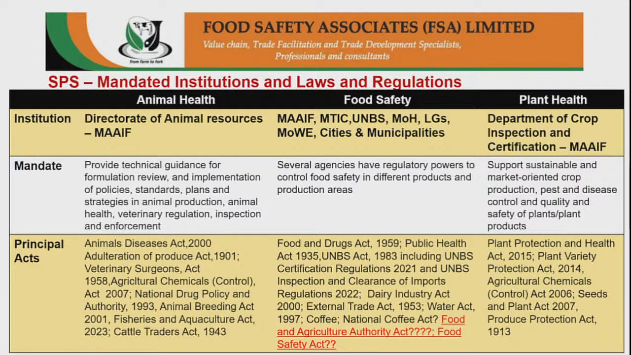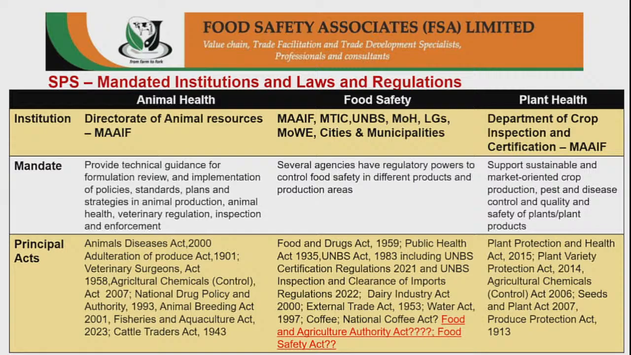Then we have cities and municipalities. As you know, in terms of public health, approval of restaurants and even factories, to ensure that they are able to implement public health regulations, the local governments and the cities have roles to play. Then, of course, in terms of plant health, as I said, it is now the mandate of the Department of Crop Inspection and Certification. These guys are the ones who are inspecting and certifying our exports going out.